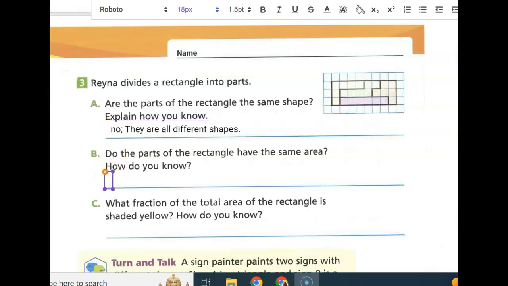Do the parts of the rectangle have the same area? And how do you know? Do they cover the same area, Emily? Yes, they are. Each part has 6 unit squares.